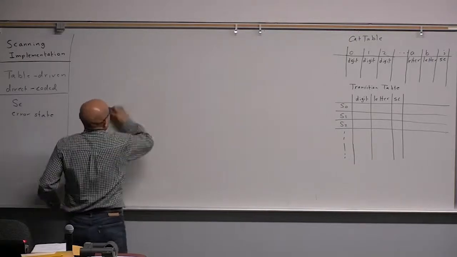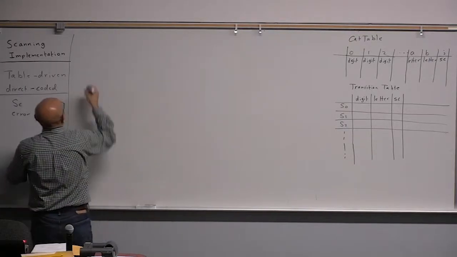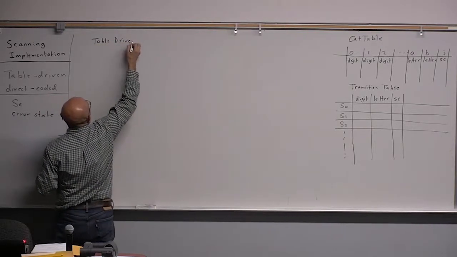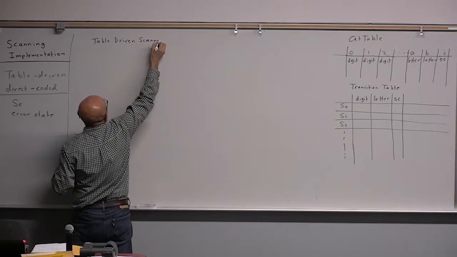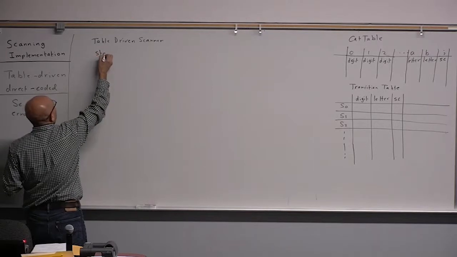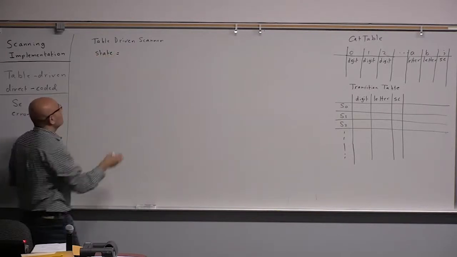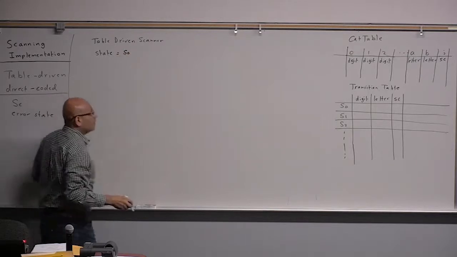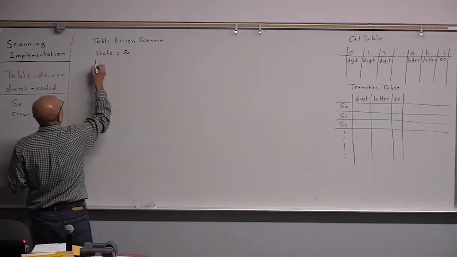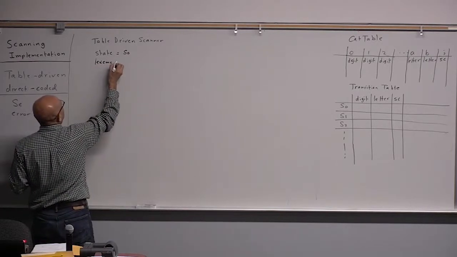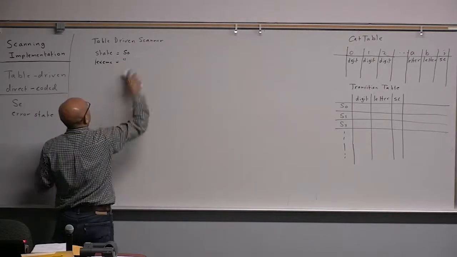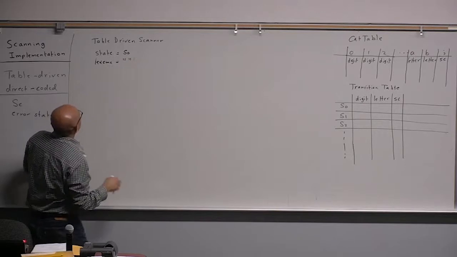So our table-driven scanner is going to be, so this is the pseudocode. Initially, we have a variable that keeps track of the state. Our state is initially S0, so we'll always call our start state S0. Then our lexeme is initially empty. Let's just call it empty.